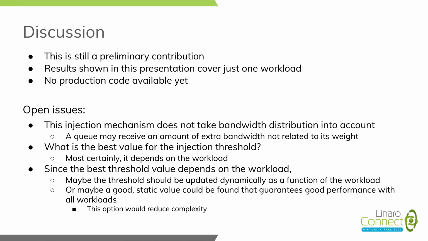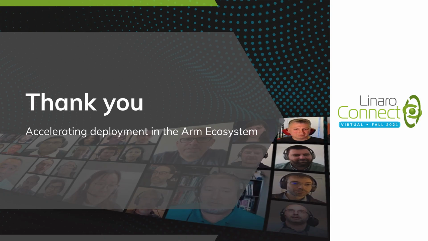Okay, this is more or less all. This is still a preliminary contribution. Results cover just one cloud. We don't have production code available, and open issues are basically that the injection does not take bandwidth distribution into account, so we might have some unfairness. Another issue is what is the best value for the injection threshold. This probably depends on the workload, so maybe a dynamic threshold is a better solution, or maybe we could settle on some static value that makes basically all workloads happy, and this option would reduce complexity. I think this is more or less all.